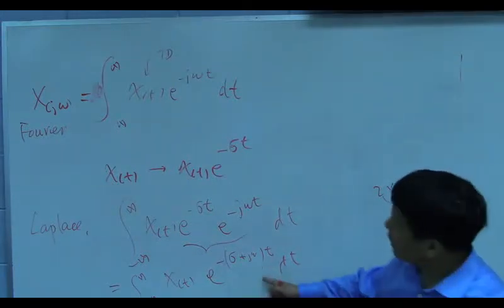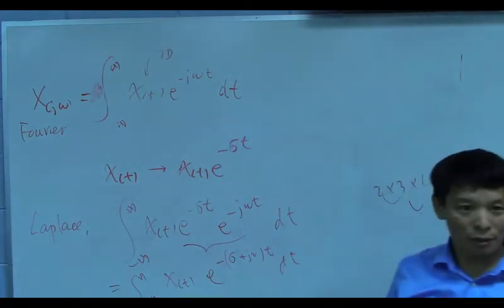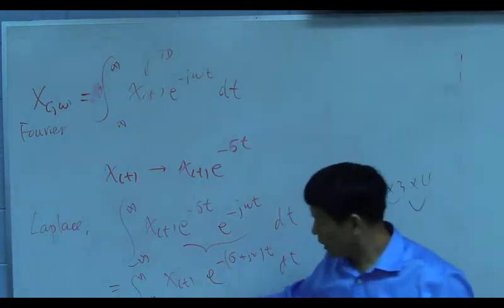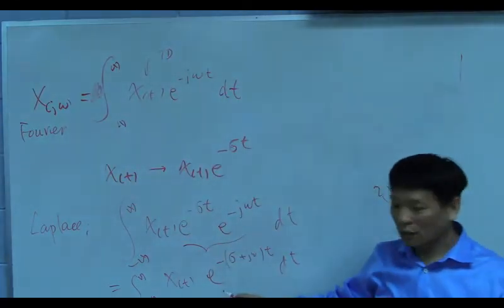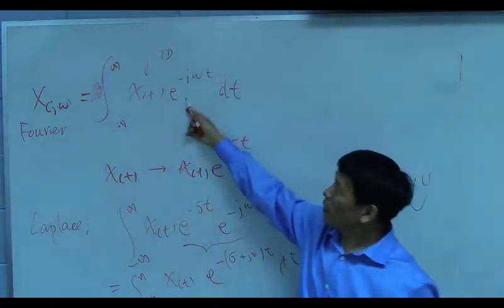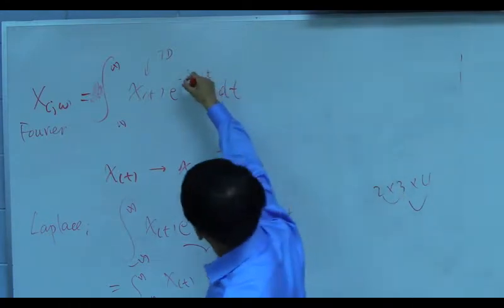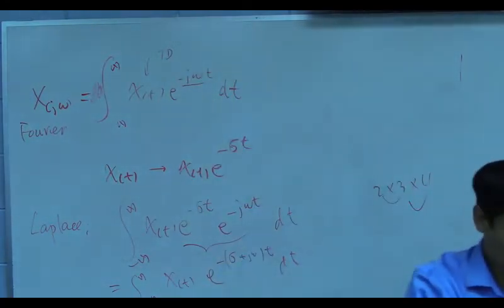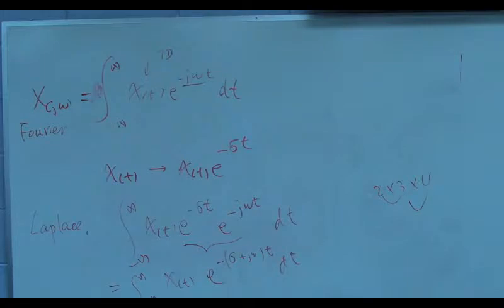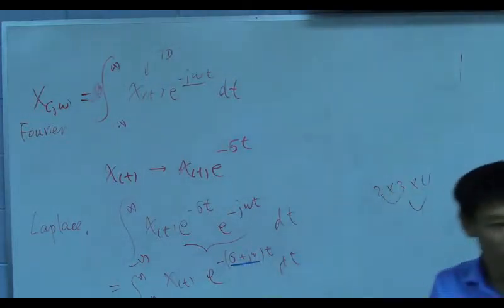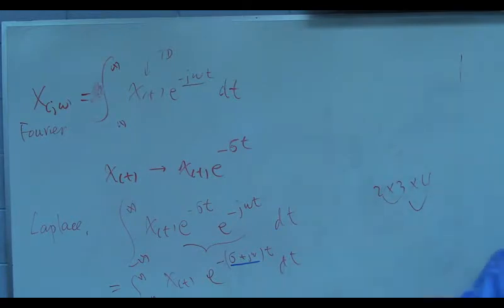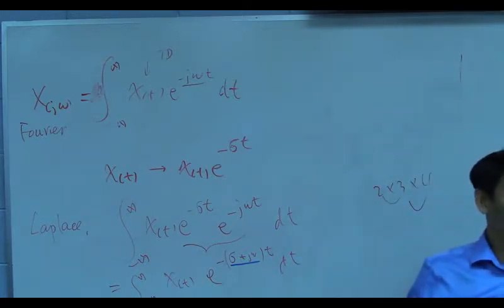Now compare this one with the Laplace transform. What's the difference? This part is the same, this part is the same, the integral is the same, dt is the same. The only difference is this one is multiplied by an imaginary number, negative j omega. But here, what's this? This is a real number. We have sigma, we have j omega. So that's the only difference.